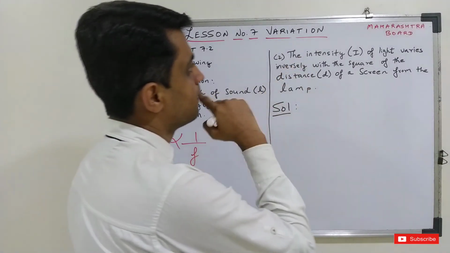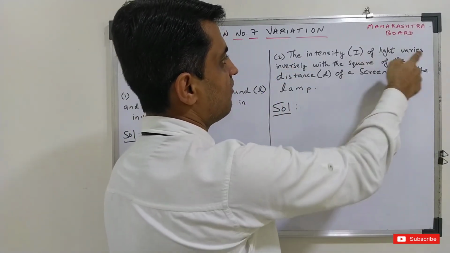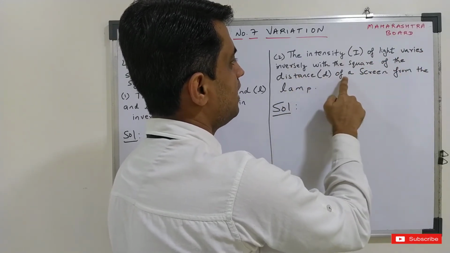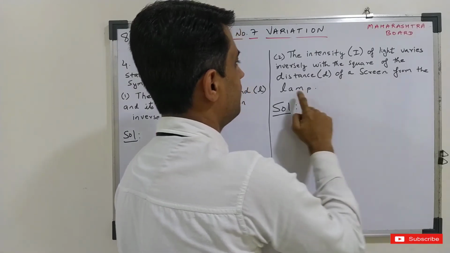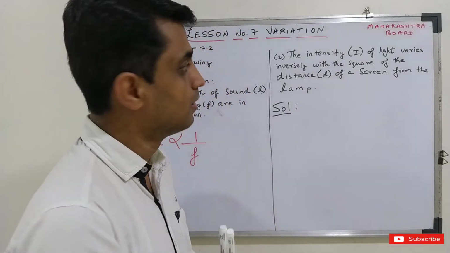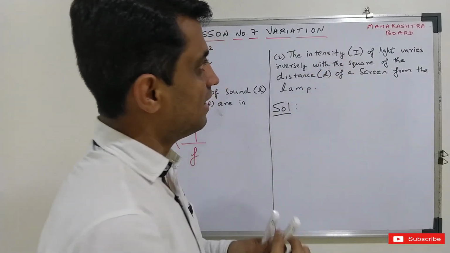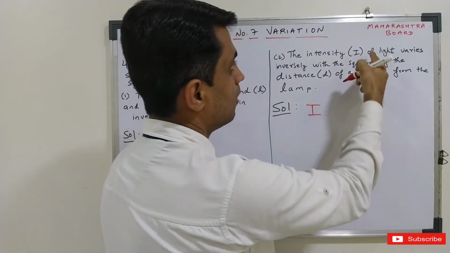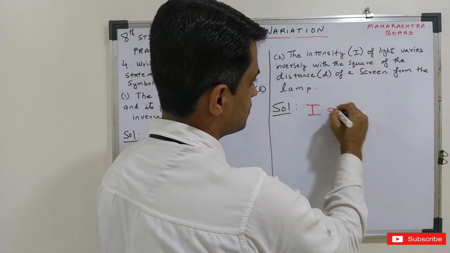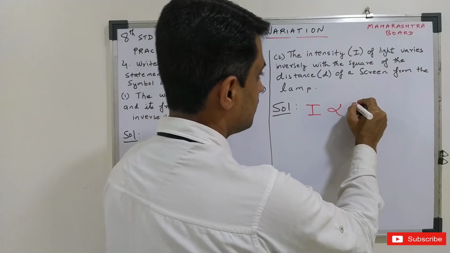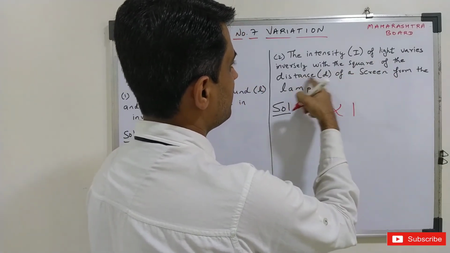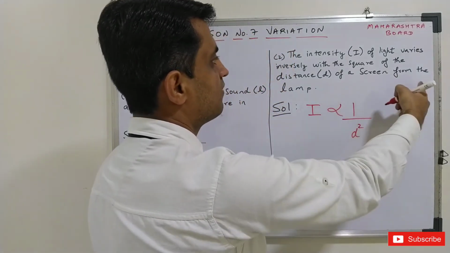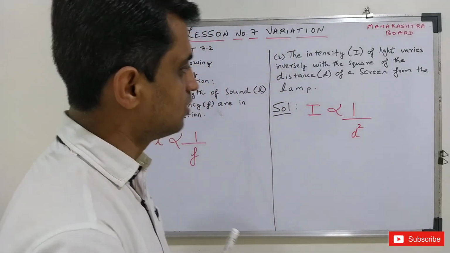See here next. The intensity I of light varies inversely with the square of distance d of the screen from the lamp. So intensity I of light varies inversely, this way, with the square of distance d, meaning d square, of the screen from the lamp. That's it. This much only you have to do.